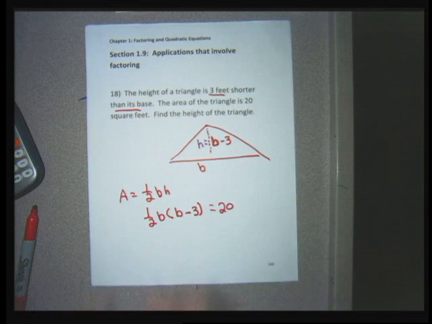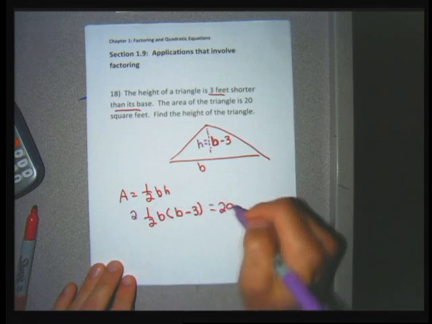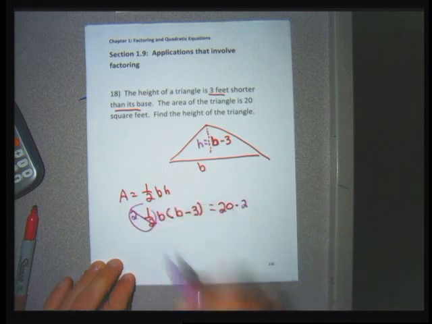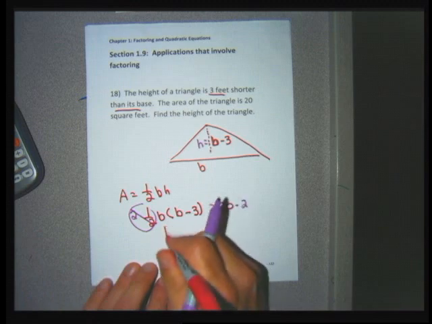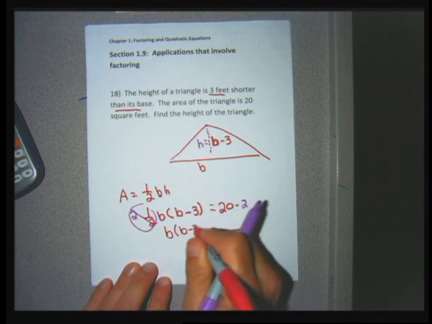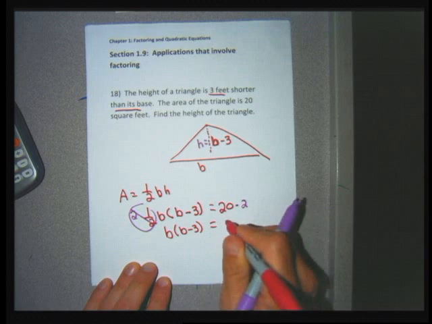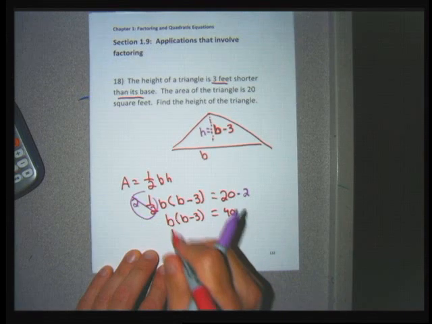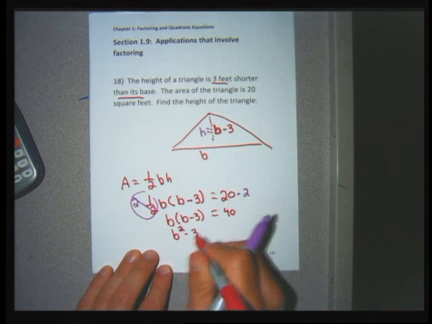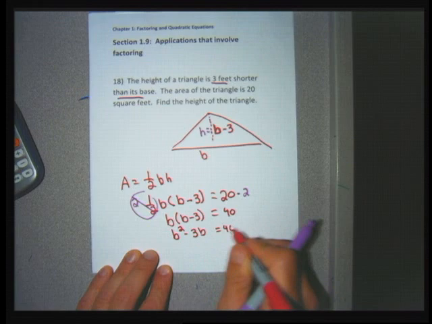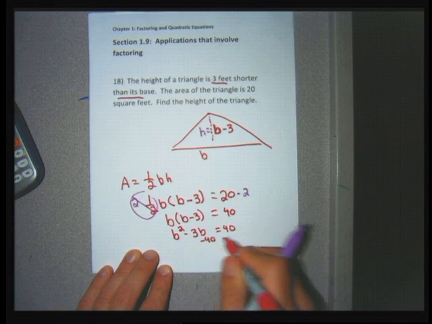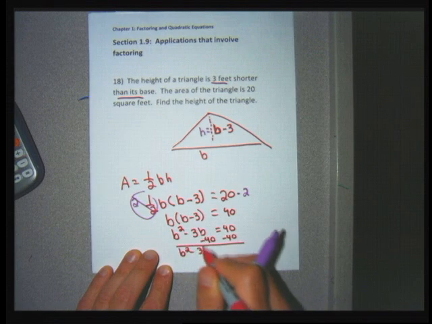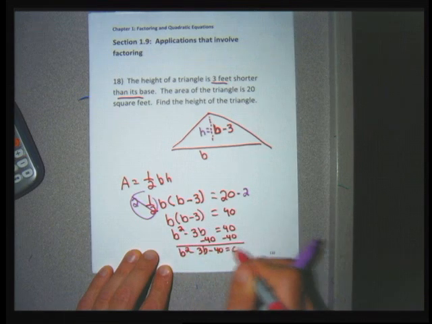Just like in the last problem, I'm going to multiply both sides by 2. On the left side, 2 times 1/2 is going to cancel and give me a 1 and leave me with just b times b minus 3. On the right side, 2 times 20 is going to give me 40. Now I'm going to clear the parentheses. I'm going to get b squared minus 3b equals 40, and then minus 40 minus 40, b squared minus 3b minus 40 equals 0.